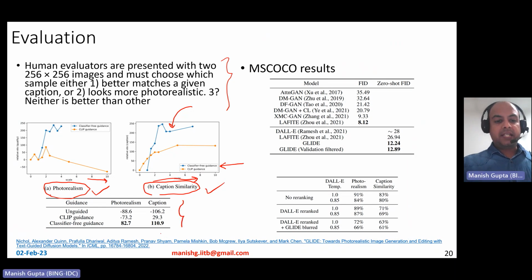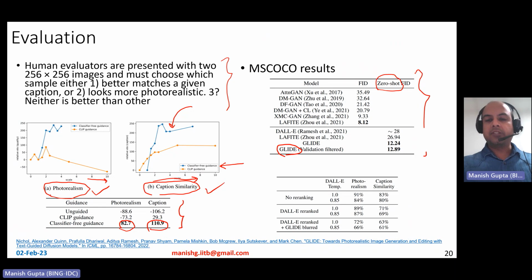There are some numbers which also tell that people typically prefer classifier-free guidance, both in terms of photorealism and caption-based similarity. As a standard, they also showed results on the MS COCO caption data, and they find that GLIDE actually performs better than any of these previously proposed models, even though this is done in a zero-shot setting. So GLIDE was never trained on MS COCO data, but actually performs really well, even better compared to DALL-E.